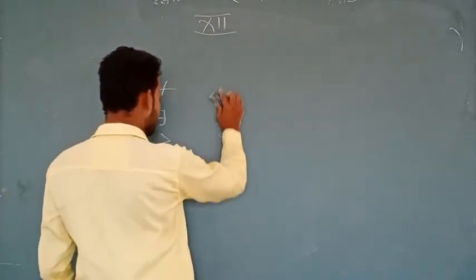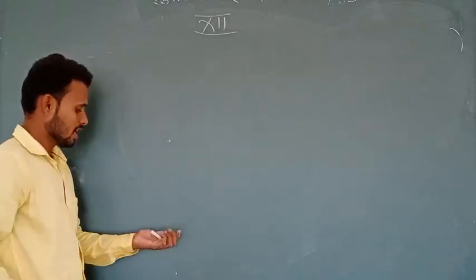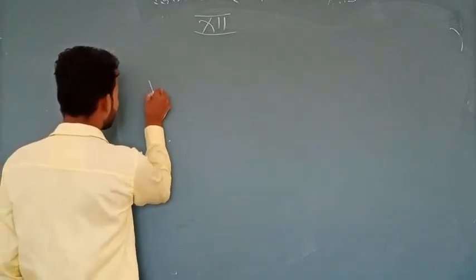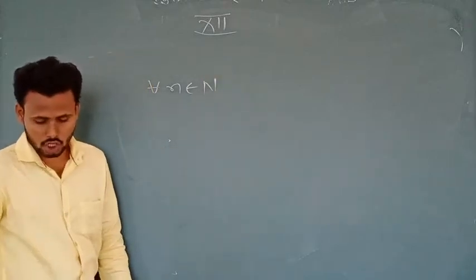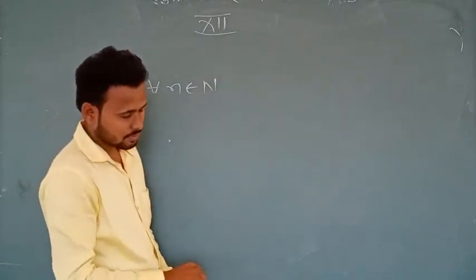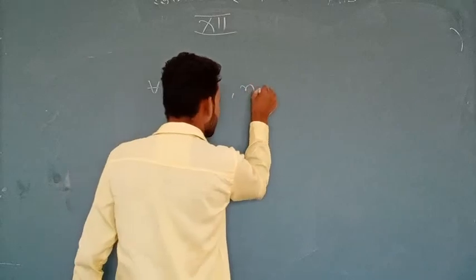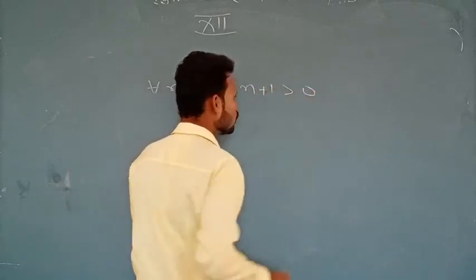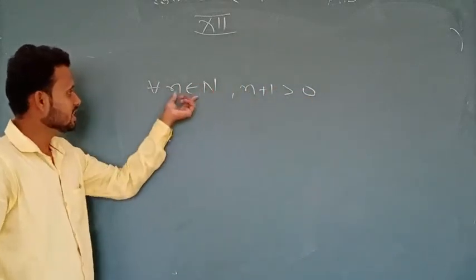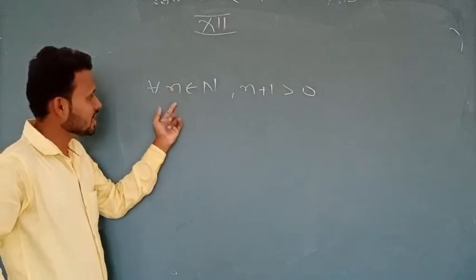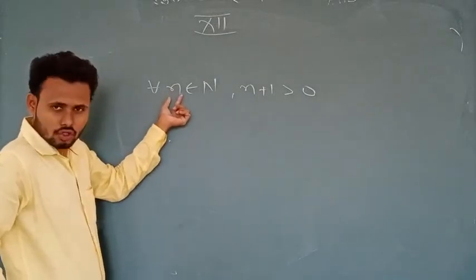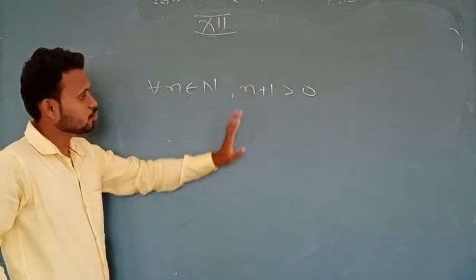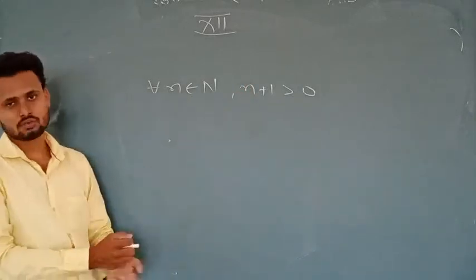Therefore take one example based on that sign. Write the negation of the following statement: for all n belongs to the natural numbers, n plus 1 is strictly greater than 0. Write the negation of that statement. The statement is that for all n belongs to natural number, n plus 1 is strictly greater than 0.